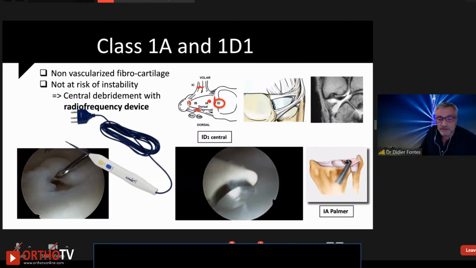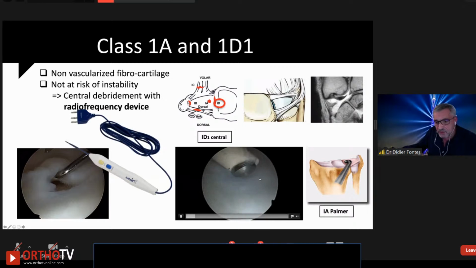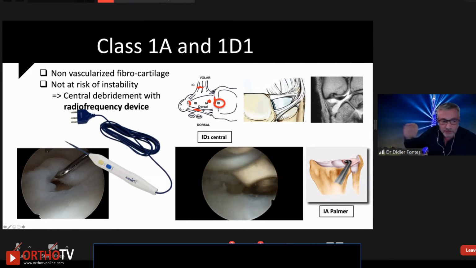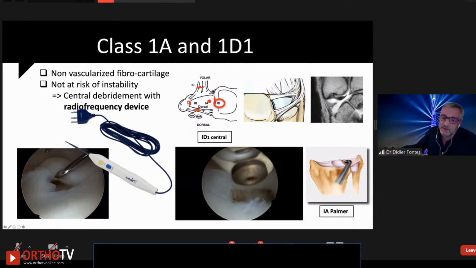It's very, very easy. You see here, it's a 1A lesion. We begin to debride on the radial side, and you see it's a very short procedure and very precise, very accurate. The only problem is the bubbles that you have to spear with a needle.